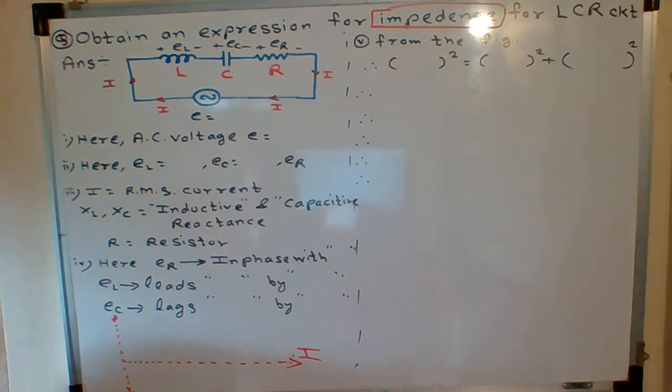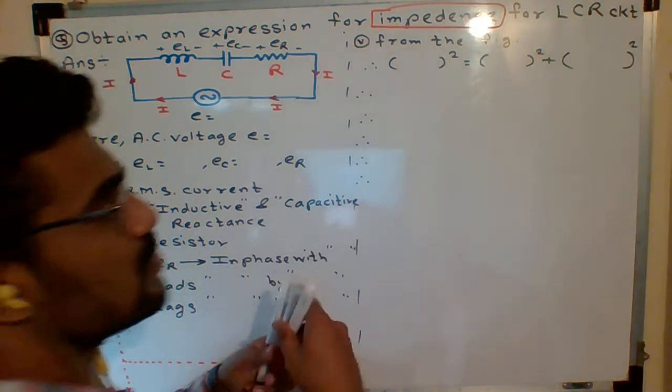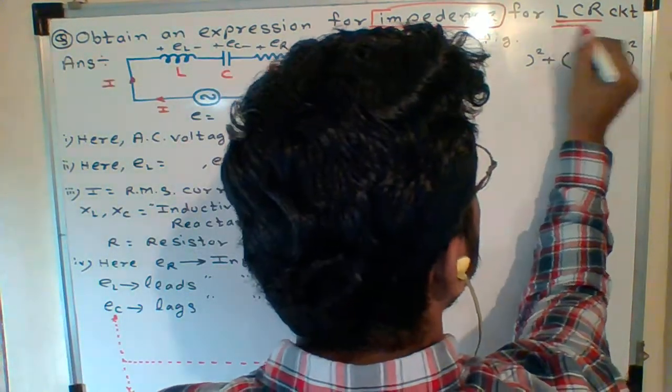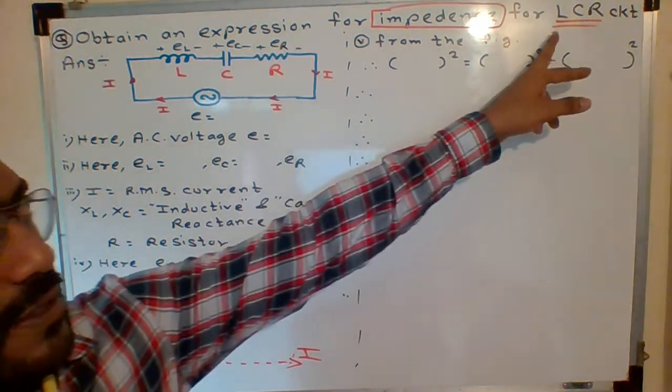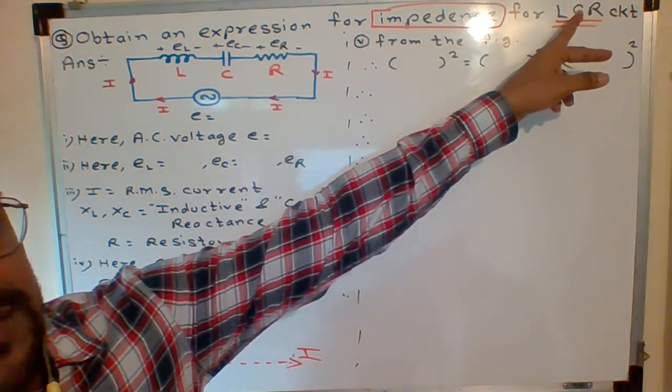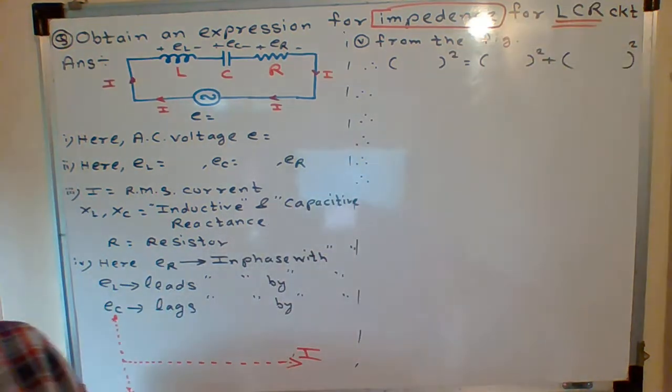What do you mean by impedance? Impedance means total resistance of the circuit. But now which circuit are we going to deal with? We are going to deal with LCR. What is the full form of LCR? L stands for inductor, C stands for capacitor, and R stands for resistor.